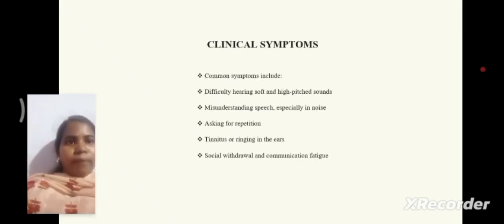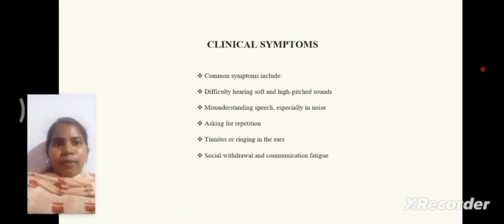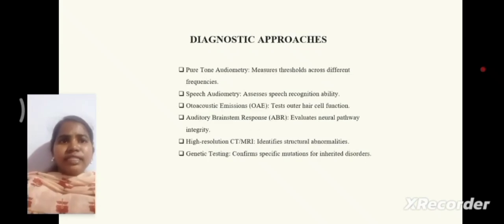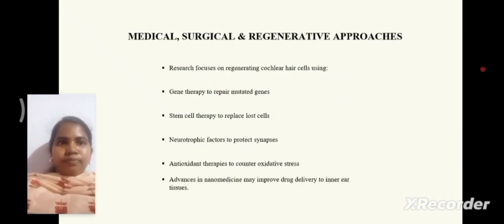Next, clinical symptoms. Common symptoms include difficulty hearing soft and high-pitched sounds, misunderstanding speech especially in noise, and asking for repetitions. Next are the diagnostic approaches: pure tone audiometry, speech audiometry, otoacoustic emissions, auditory brainstem response, high-resolution imaging, and genetic testing. Then medical, surgical, and regenerative approaches.